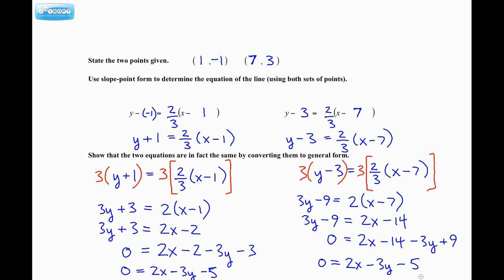So now you can see, now that these are both in general form, they are in fact the exact same line. So this is just to show that when you're using slope point form to get your equations, it doesn't matter which point you choose. You can use any point on the line and, well, then you've got your equation. So there we go.